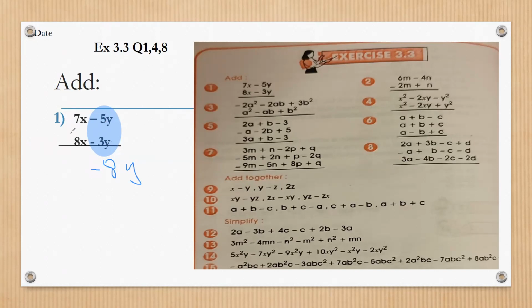And when both the terms are positive, we get plus. 7 plus 8 we get 15. 15x. Very good. Everybody, you can see the screen. So here we get 15x minus 8y. Everybody start solving the next question. Question number 4.